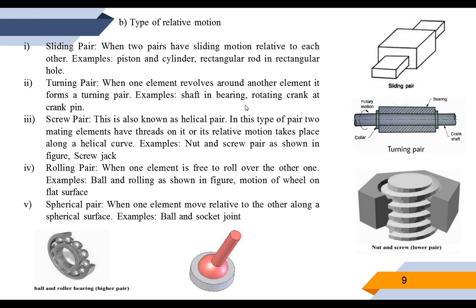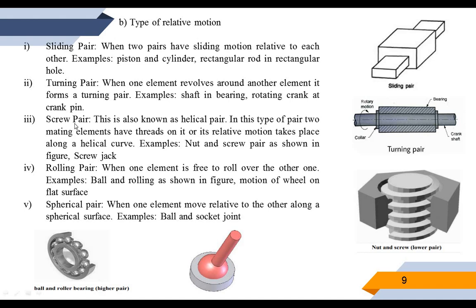Here in this figure I have shown the turning pair. This is the bearing and this is the crankshaft. So bearing is mounted on the crankshaft, and here there is a collar also mounted. So crankshaft having the rotary motion. So crankshaft is continually rotating in bearing. That's why this is the turning pair. So in turning pair, one element revolves around another element. It forms the turning pair.